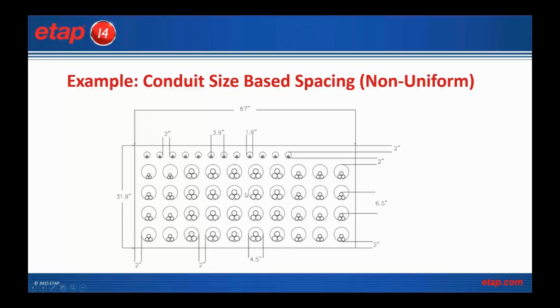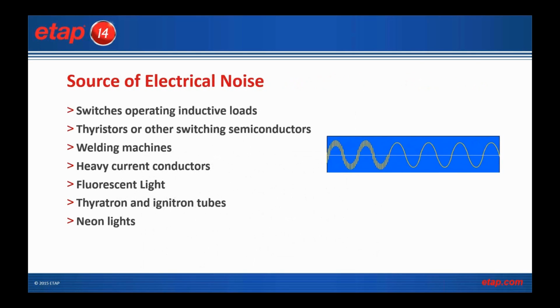So that's a quick example of conduit based spacing. Based on the size of the conduit, there's a rule book that decides how much edge to edge or center to center spacing needs to be maintained, and this is a user configurable rule book. You can have a rule book for your site, for your company, or for your customer if you are a consultant. The other type of spacing rules is based on source of electrical noise.